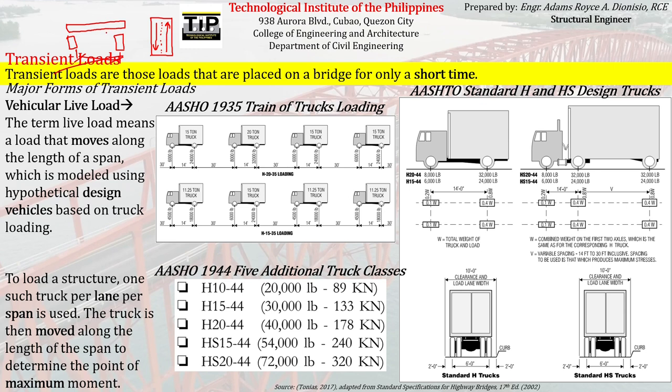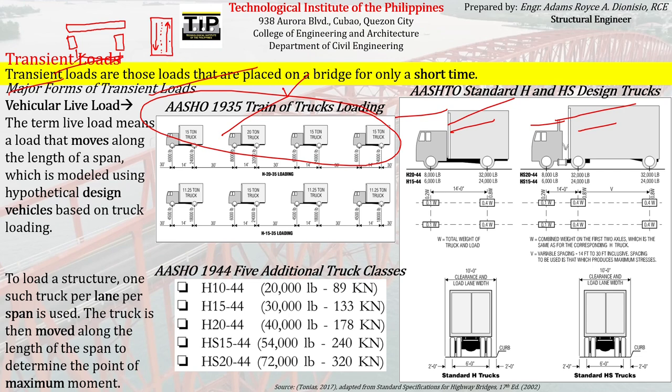ang ginagawa natin dyan, naglalagay tayo ng one such truck. Either isang H or isang HS or isang train of loading dito sa isang lane na to. Okay? Naglalagay tayo ng either nito or isa nito dito sa isang lane. So kung may dalawang lane, ibig sabihin dalawang ganito yung dadaan dyan. Dalawang series nitong train of truck or dalawang H or HS truck. Separate yan na ginagamit. Kung ito yung ginamit mo, maglalagay ka ng train of trucks along this direction, tapos along this direction. Tapos kung H truck lang yung ginamit mo, maglalagay ka ng single H truck dito, tsaka single H truck dito. Kung HS truck yung ginamit mo, maglalagay ka ng single HS truck papunta doon, tsaka papunta dito.